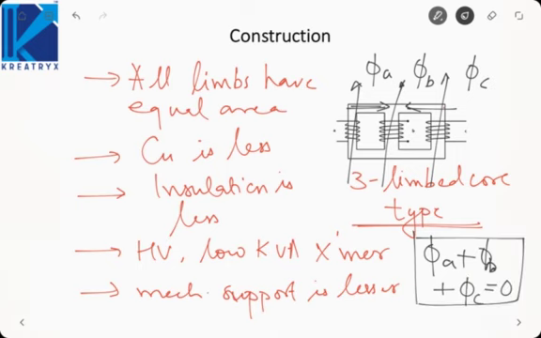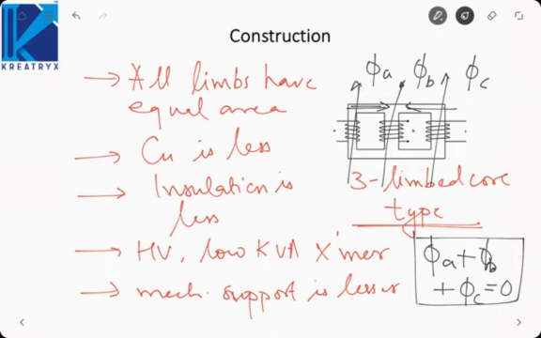Just like KCL, I am applying the rule of KCL to the flux for the magnetic circuit. So the sum of all these three fluxes should be 0. That means my third harmonic will be 0. So third harmonic flux cannot exist in a three-limbed core type transformer. That means third harmonic EMF will also not be there.